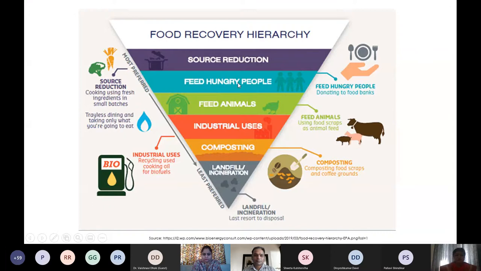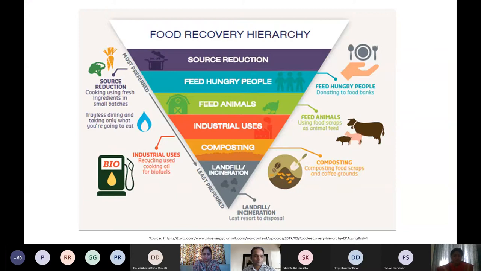But that depends upon what kind of waste we are taking, and whether it contains any microbial contaminants and so on. Based on that, we can decide whether the waste can be utilized for producing new value in terms of food or not. If we are able to convert that waste into food, nothing like that. That's feeding the people. You're creating food out of the waste of food. So that's on the top of the list.